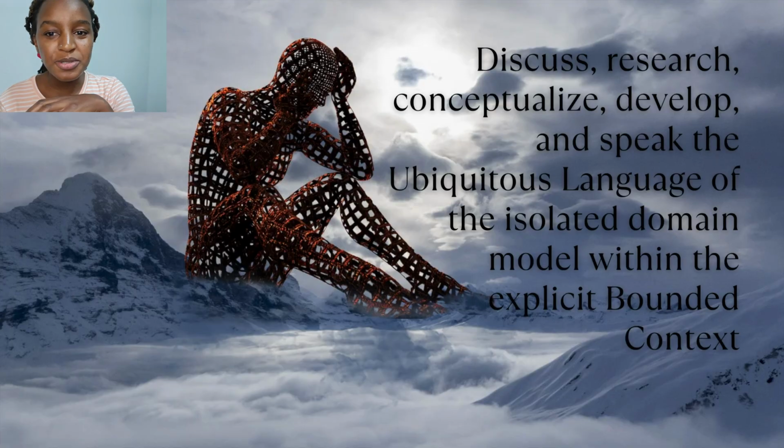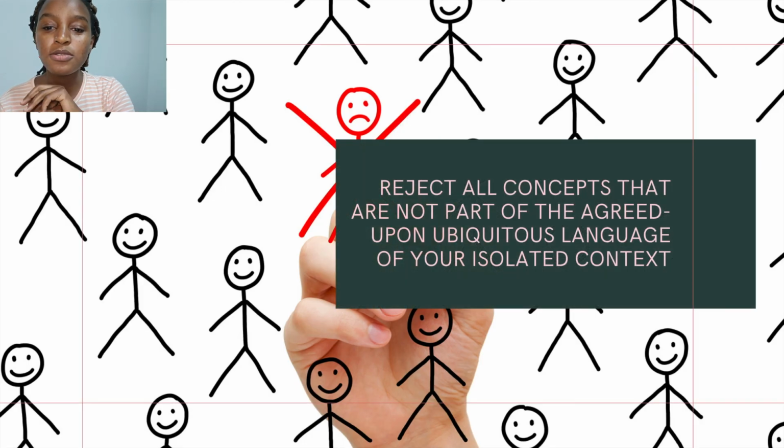Discuss, research, conceptualize, develop, and speak the ubiquitous language as often as possible of the isolated domain model within the explicit bounded context. This process, this reiteration of discussing, researching, conceptualizing, developing, dwelling, coming back, is what will ensure you have a very successful ubiquitous language created. Reject all concepts that are not part of the agreed upon ubiquitous language of your isolated context. So if something comes up that you've not discussed, or maybe you've discussed it and it's not a fit and it has been rejected, just keep it out of the language.